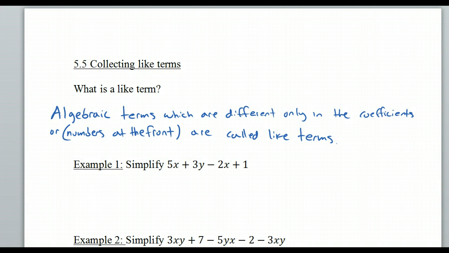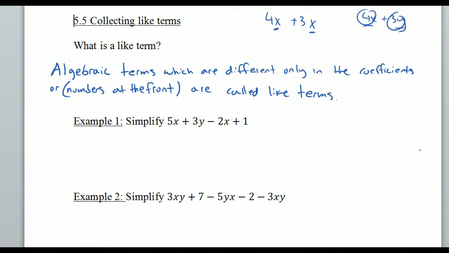So if a term has the same variables or symbols, then it's a like term. Okay, so if I had something like 4x plus 3x, and I look at my symbols and they're the same, that means they're like terms. On the other hand, if I had 4x plus 3y, well, these are not like terms, so I cannot add them. It's like apples and oranges. You cannot add apples and oranges. So let's go ahead and do a couple examples.